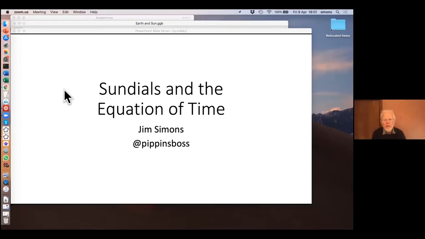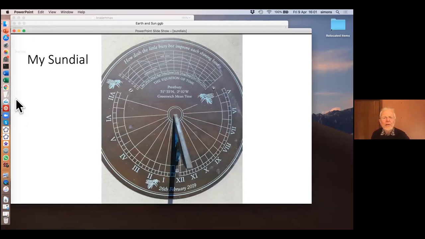So that's my title, and that's me. And that is my inspiration, which is my birthday present from my wife a couple of years ago. So this is the sundial, and this is the equation of time. Now, if you've not met that before, it uses the word equation in a rather archaic sense. It means a sort of correction, and it converts solar time to clock time. Now, let me explain what I mean by that.